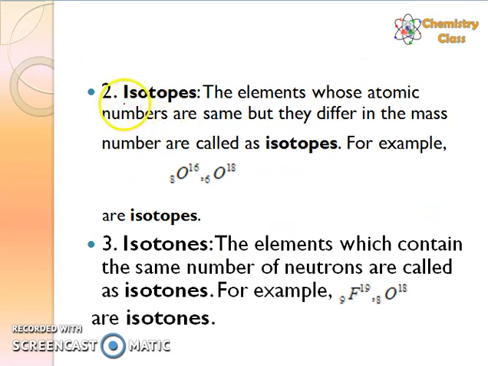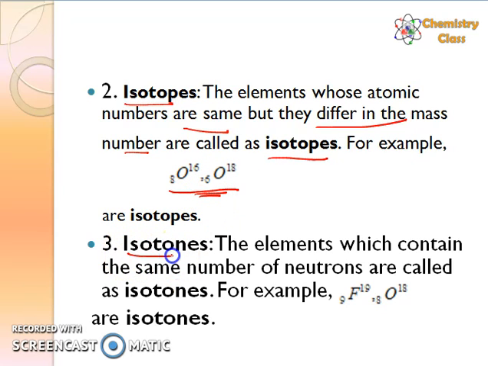Next, we have isotopes. Now, what are these isotopes? Isotopes are the elements which have the same atomic number, but they differ in the mass number. And they are called isotopes. For example, you can see oxygen with mass 16 and oxygen with mass 18. These both are isotopes. Because they are having the same atomic number. What is the atomic number of oxygen? 8. So here you have these two as the isotopes.